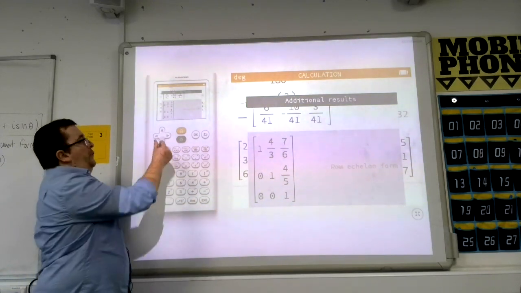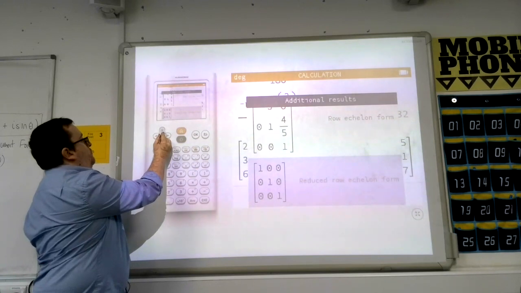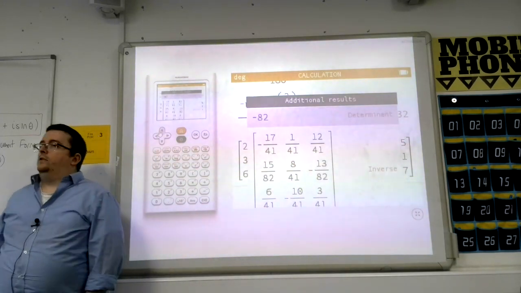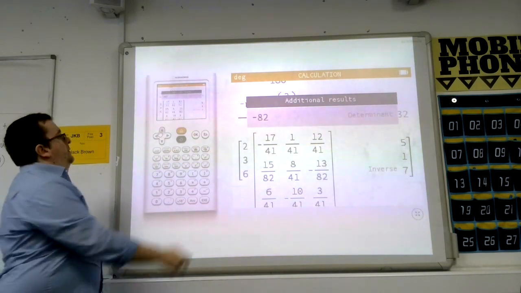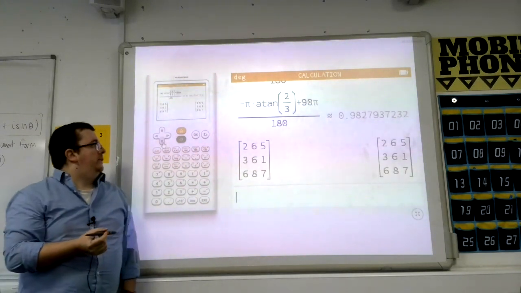There is extra bits that we don't need. So row echelon form and reduced row echelon form, for example, is stuff that you would deal with at a high level. Okay, so there's a little bit extra there that we don't need. Okay, so there's the bit with matrices.